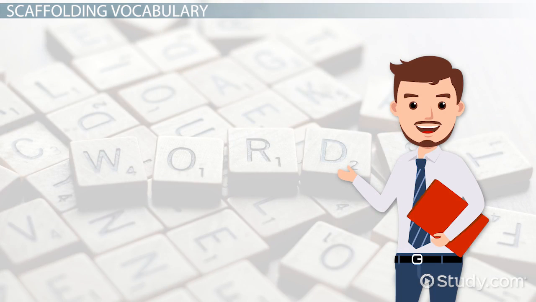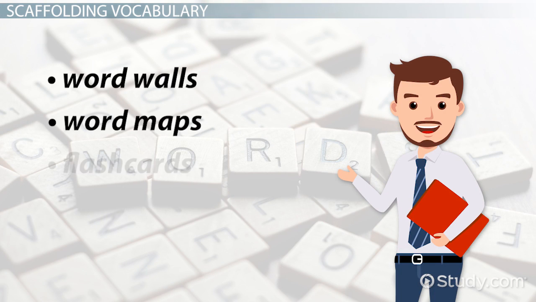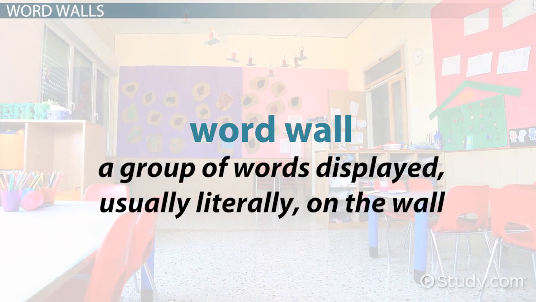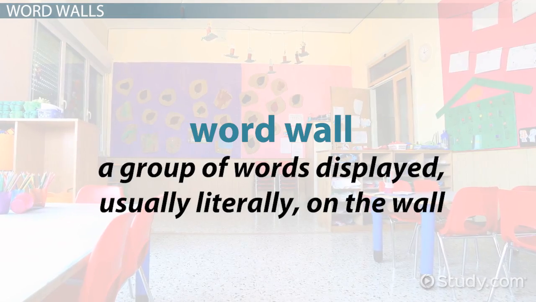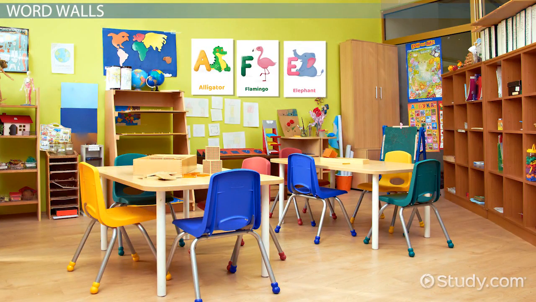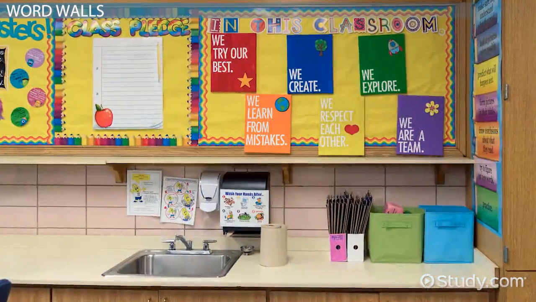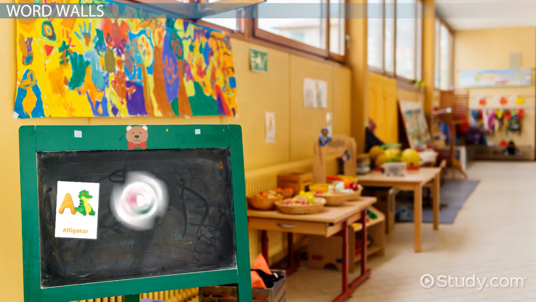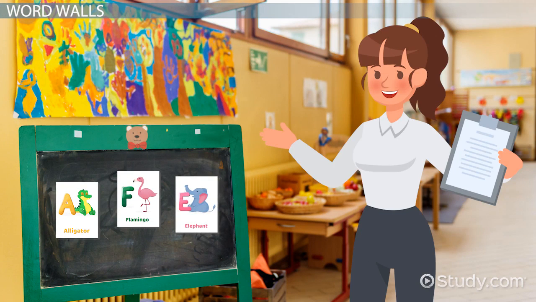Let's look at some different ways vocabulary can be taught, including word walls, word maps, flashcards, and vocabulary bingo. A word wall is a group of words displayed, usually literally, on a wall. These can range from simple words taped to any wall of the classroom to more elaborate alphabetized systems where words are color-coded.